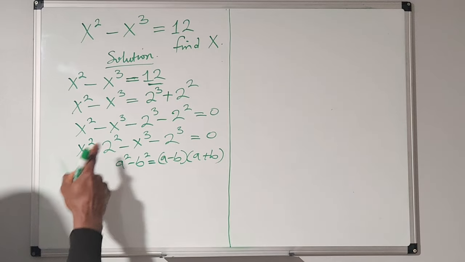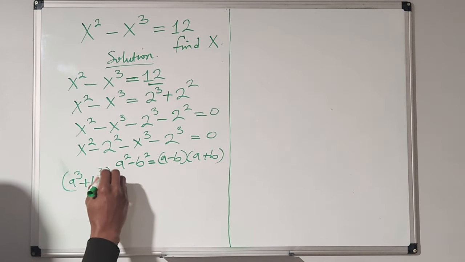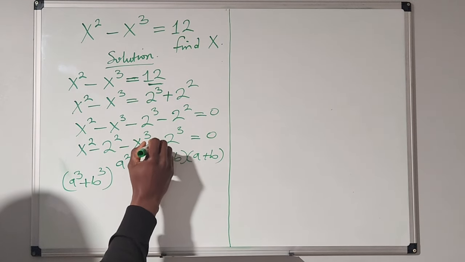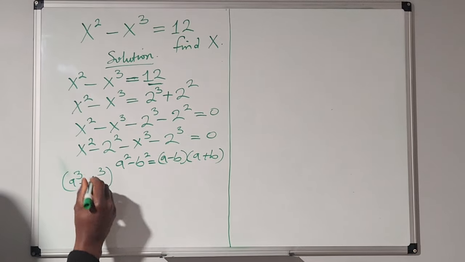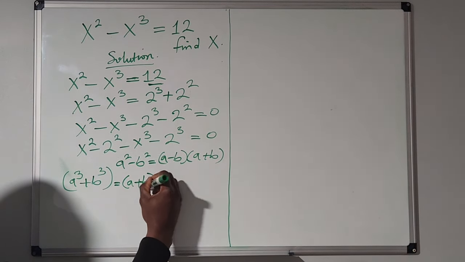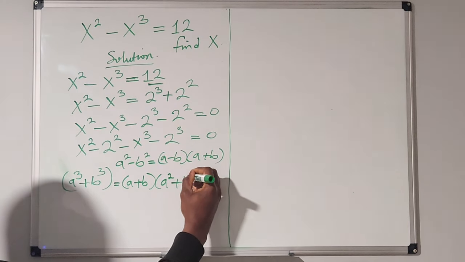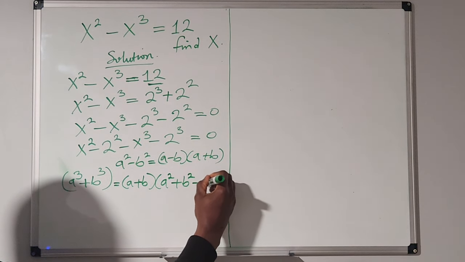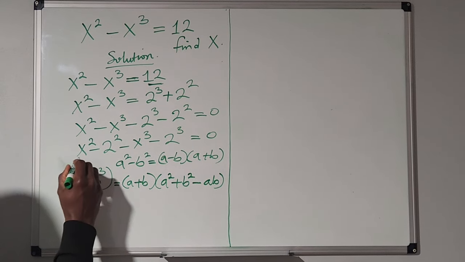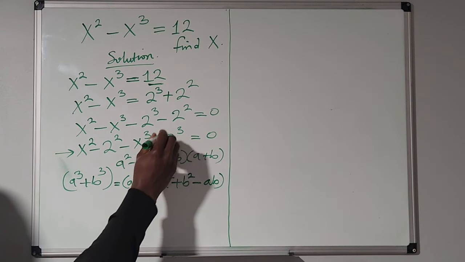because if we rewrite this, let's put this on first. A cubed plus b cubed, because if we rewrite this, it will become minus bracket, then a positive sign there. So a cubed plus b cubed will give us a plus b, a squared plus b squared minus ab. Right, so back to our equation.